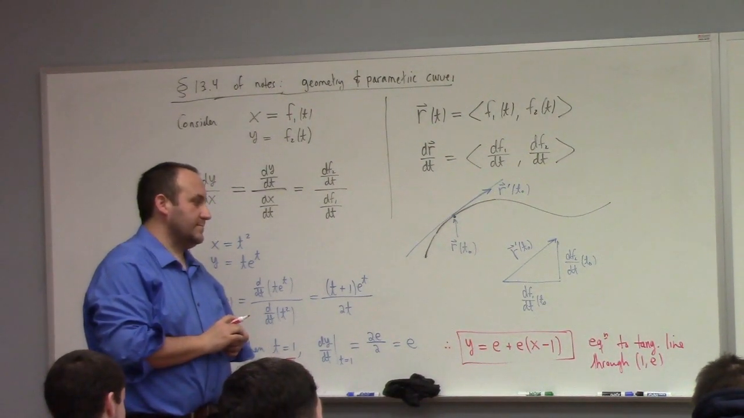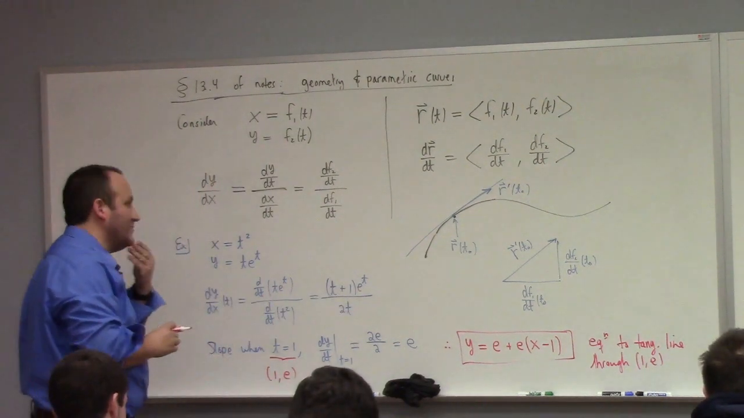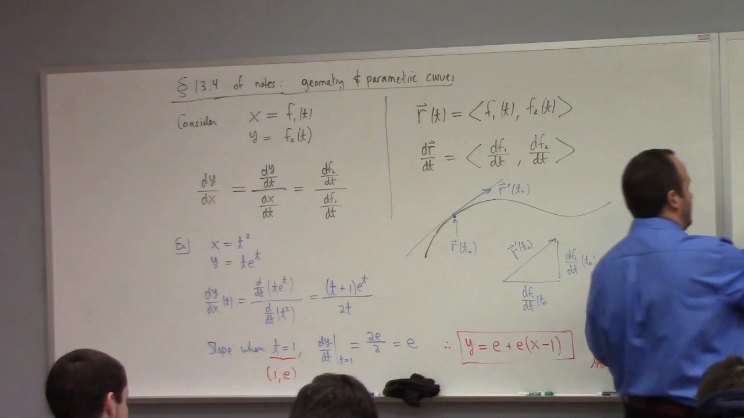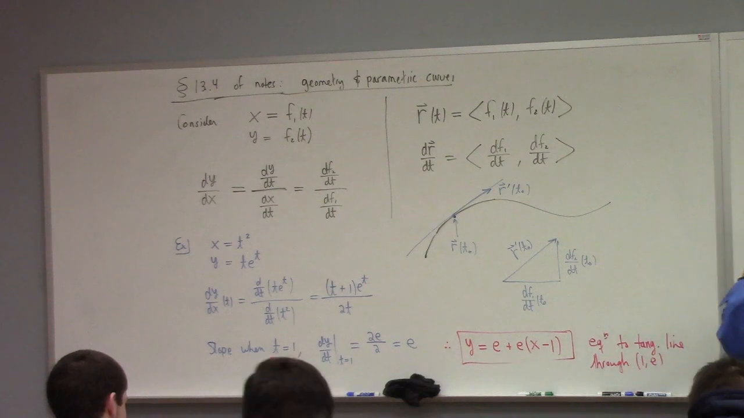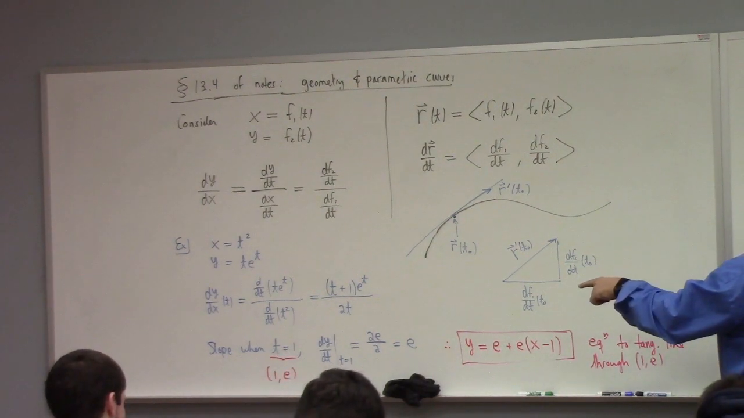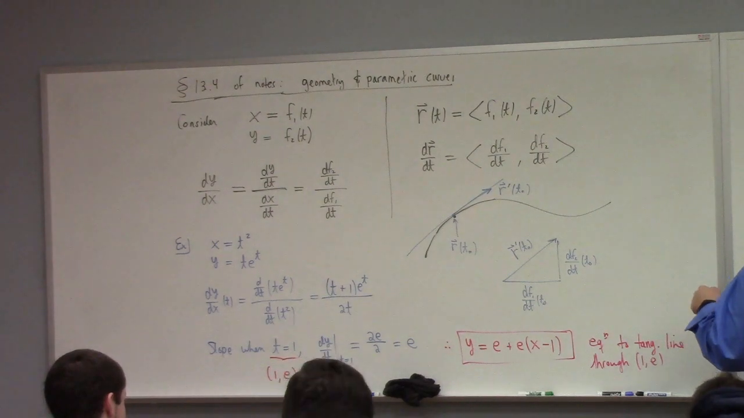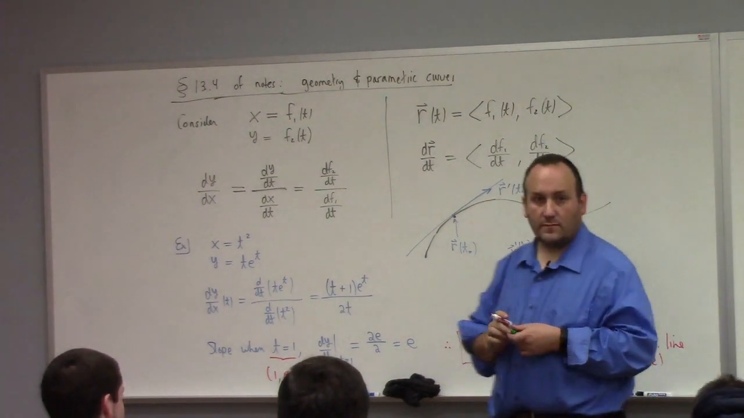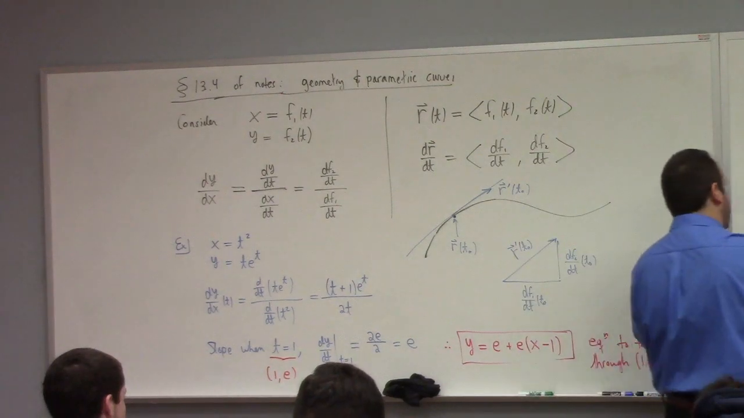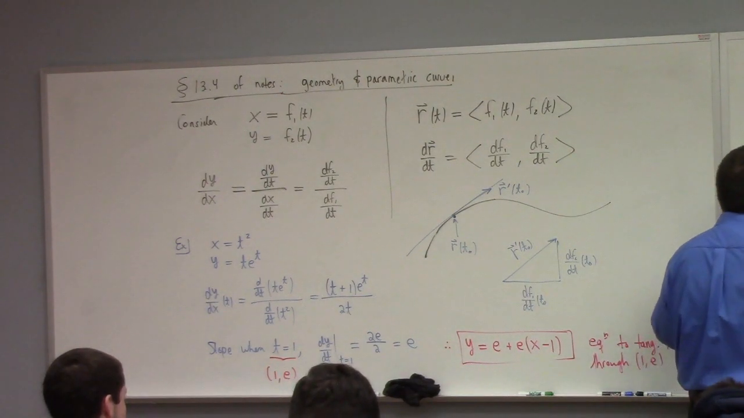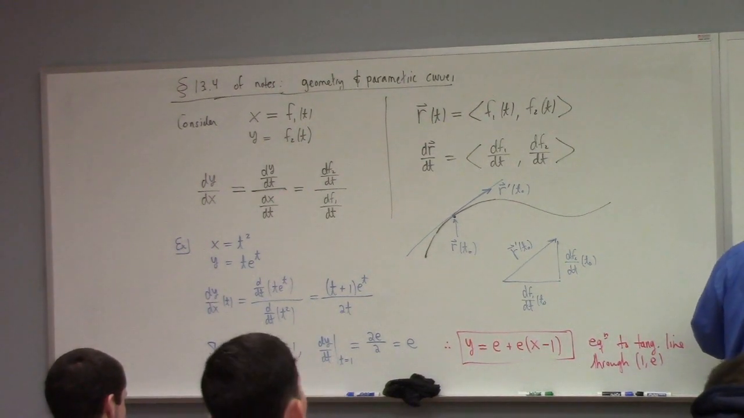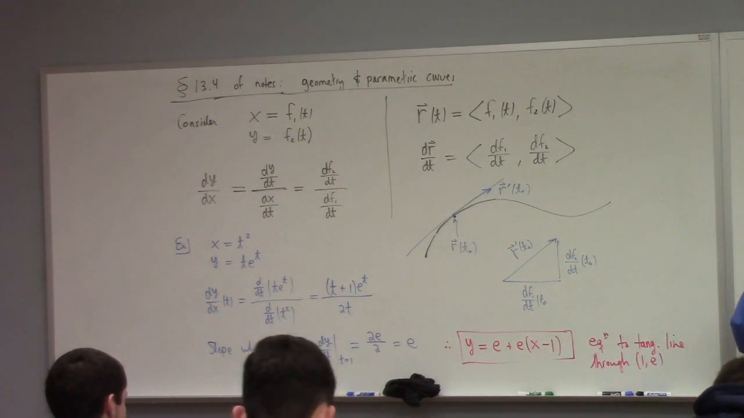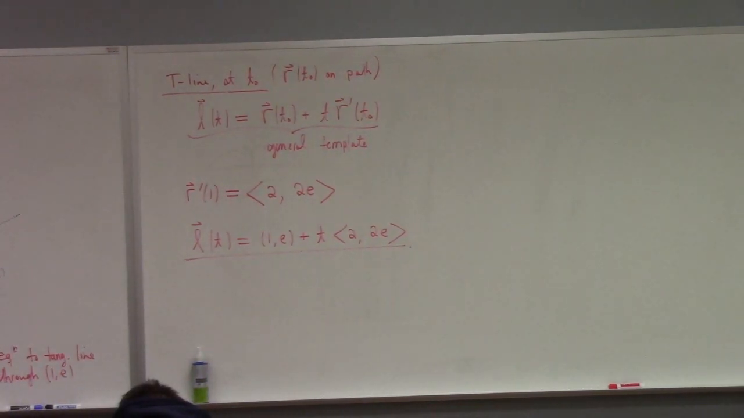So for this one, for the example I'm looking at the moment, what's r prime of 1 equal to? It was 2e actually, yeah? So for what it's worth, here's the parametrization of the tangent line. It would be r of t is, what was my point, 1e plus t times 2e. There you go, that's a parametrization for the tangent line at the point.